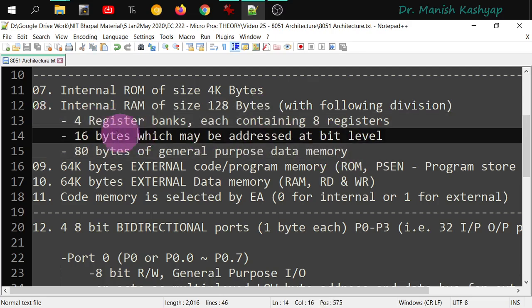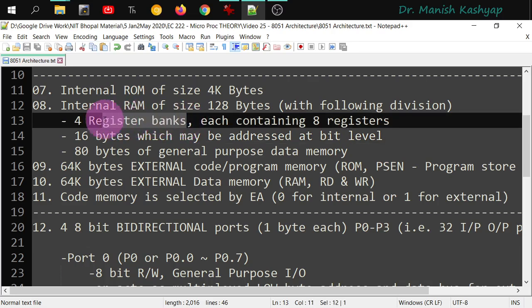So the first part has four register banks. What do I mean by register bank? As you know, a bank is a place where we keep our money. So a register bank is a bank which has a collection of registers. One register bank has 8 registers, and you have four such register banks, right? So four register banks, each containing 8 registers.